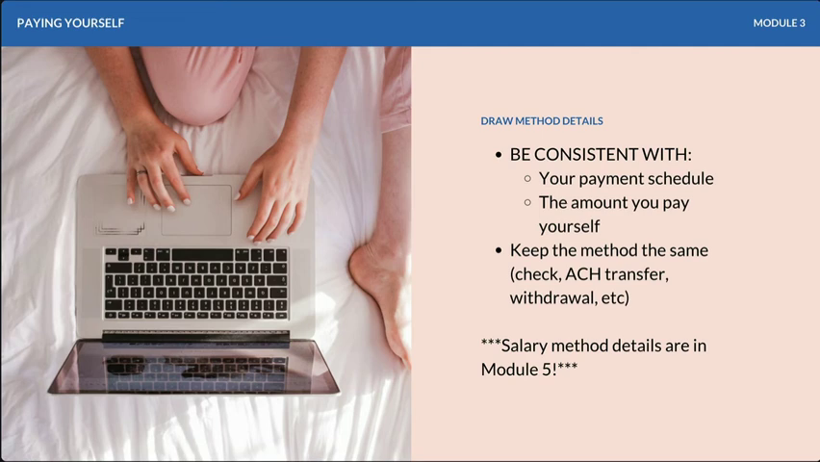Shoot for the same amount. Try to budget an amount and pay yourself around the same time each month. Of course, this might vary due to slow or busy seasons, but consistency is key. Lastly, keep the method the same. Whether it's by transfer, writing yourself a check, making a withdrawal, it makes it a whole lot easier to track when it's done the same way each time.